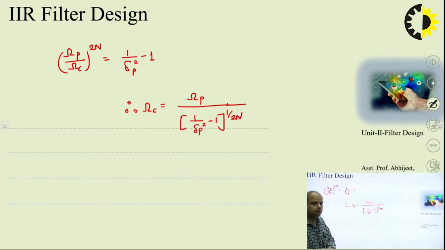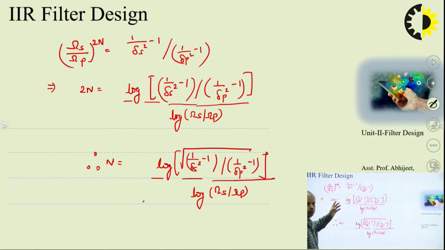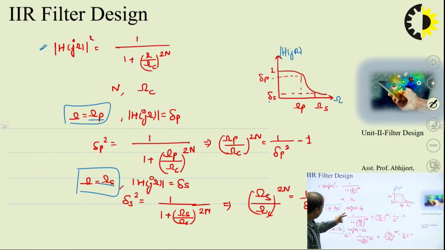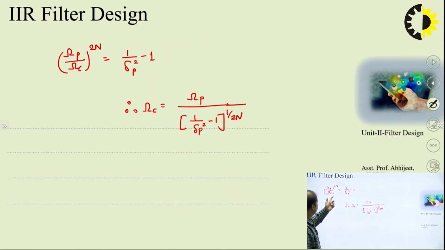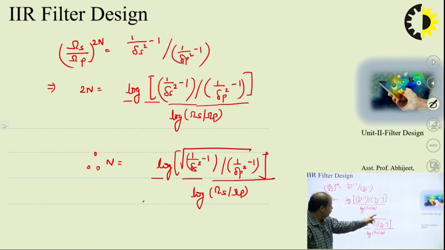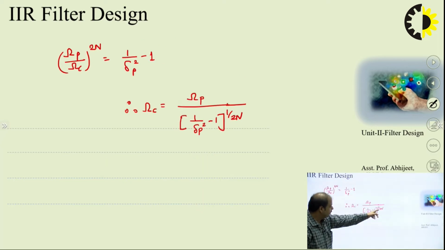Once I have the order of the filter, I also have the cutoff frequency, because the two are related by this equation. You can put in either of the equations. There were two equations here. I can use either of the equations. I am using the first one. So according to this, the cutoff frequency is omega p divided by (1 upon del p square minus 1) raised to the power 1 upon 2n. So once I have evaluated n using this formula, I can put the value of n here.